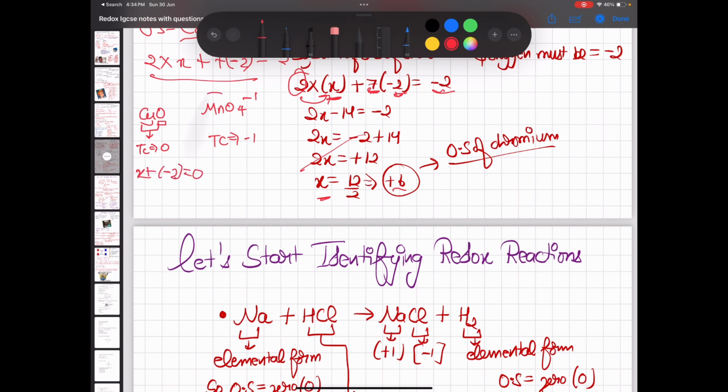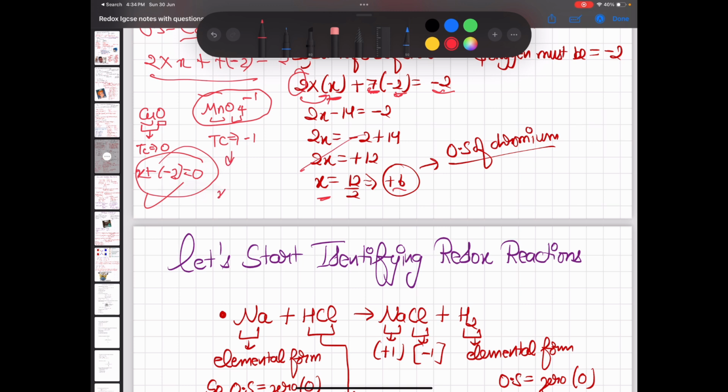What will you do in case of this ion? In this case, the sum of the oxidation states of manganese with oxygen must be equal to -1, not 0. In a compound, it is 0, which we have done here. But if they're talking about an ion, it must be equal to the charge on the ion, which is -1. That's it. The process is the same.